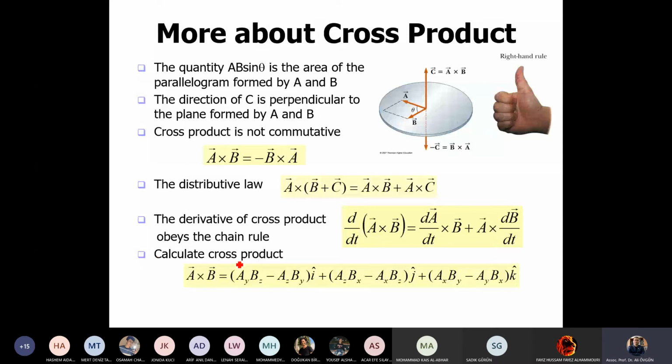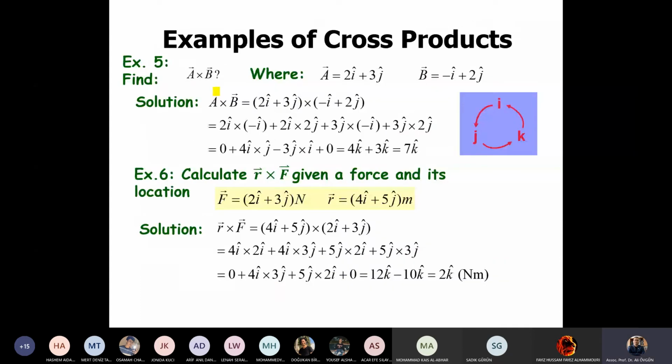As I said, you can draw the circle, and when you look at the circle, you can decide. For example, in this example, they give you two vectors, A vector and B vector. A vector is 2i plus 3j. B vector is minus i plus 2j. So how can you make a cross product between them?